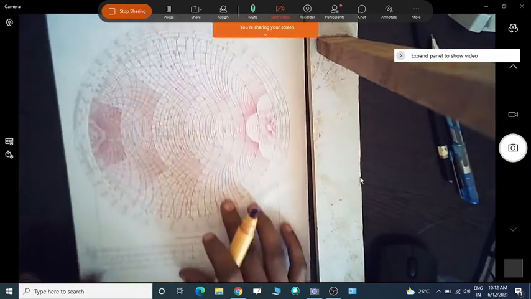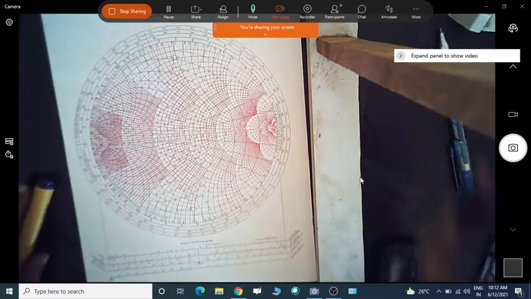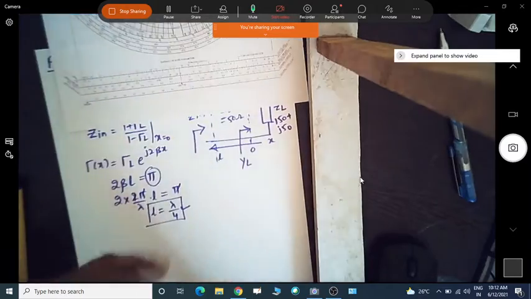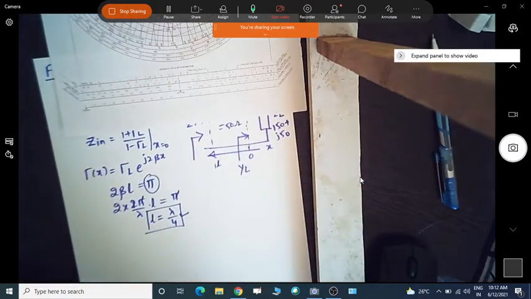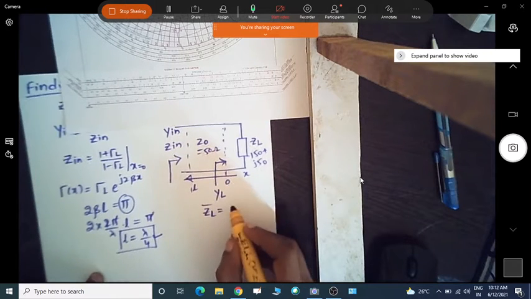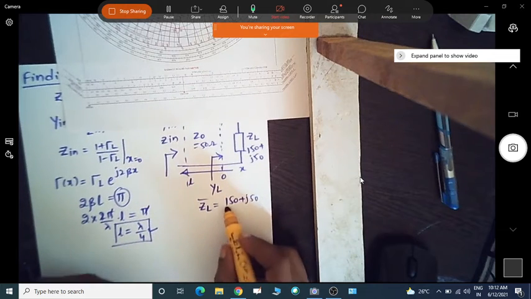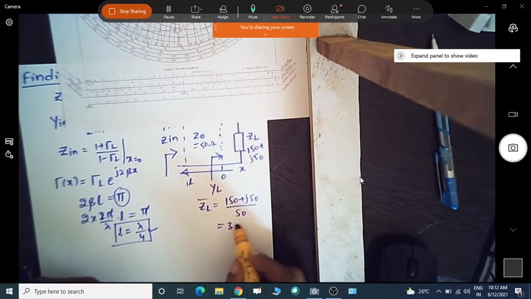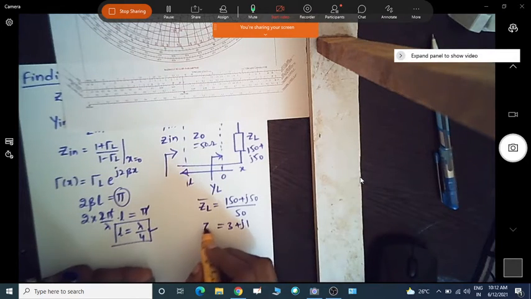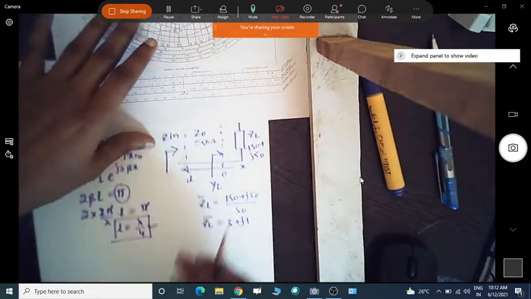So now let us mark the normalized load value. The normalized load value ZL bar is equal to 150 plus j50 divided by 50, which is nothing but 3 plus j1. So now mark the normalized load impedance, 3 plus j1, in the Smith chart.